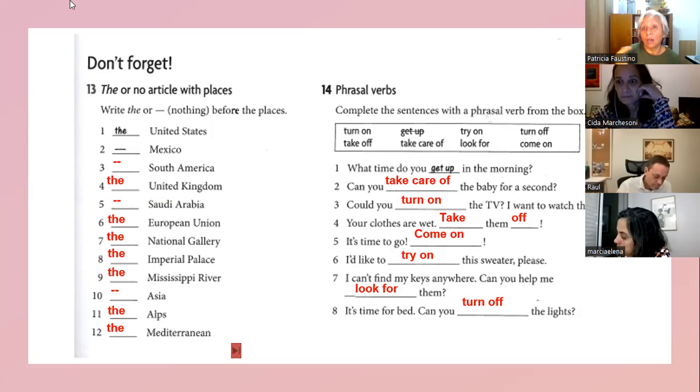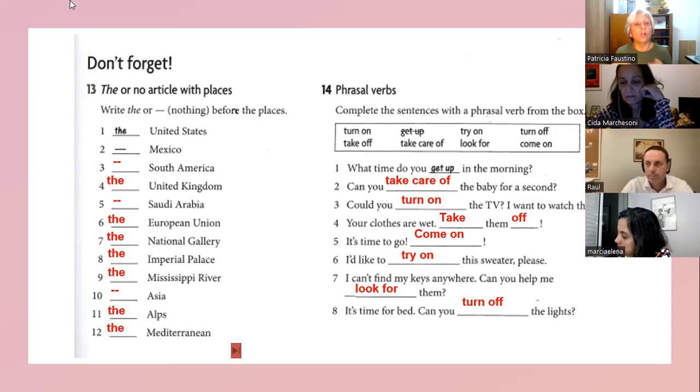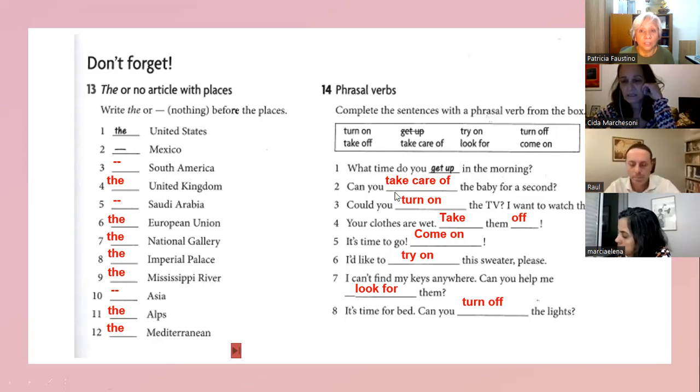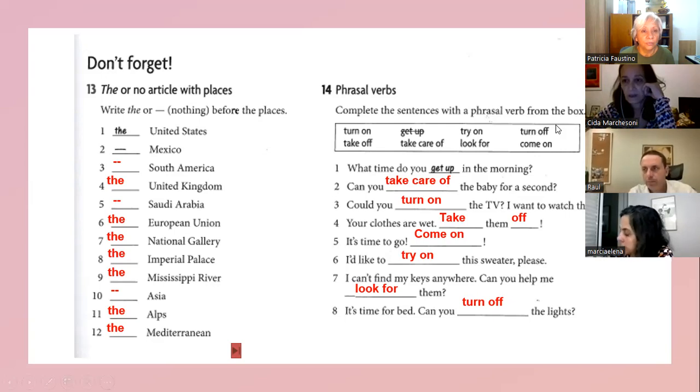The preposition of, O-F, always connects the verb to a noun, and it does not have the meaning of no, of none. Off always has the meaning of no, none. The pronunciation is different: of, and the other one is off.